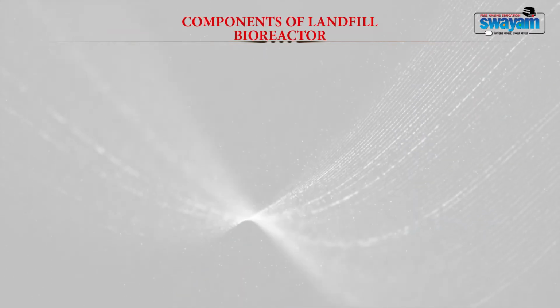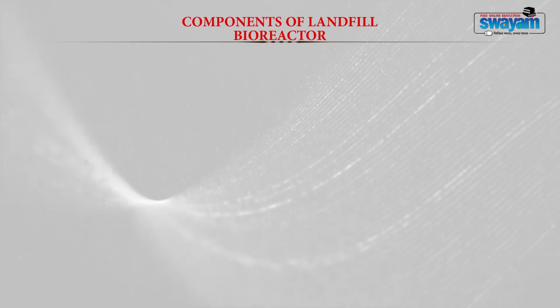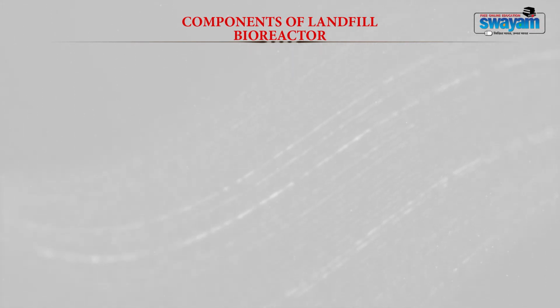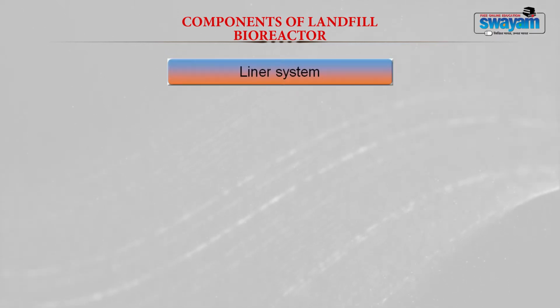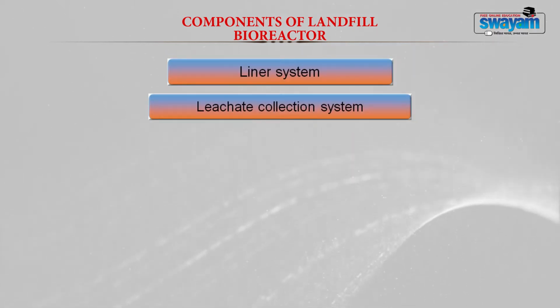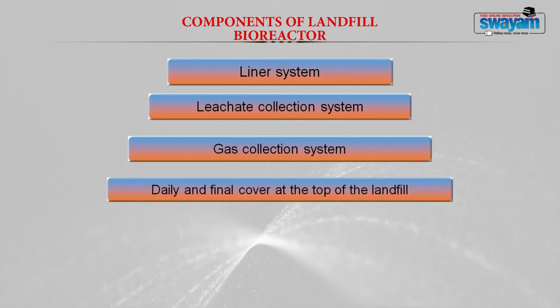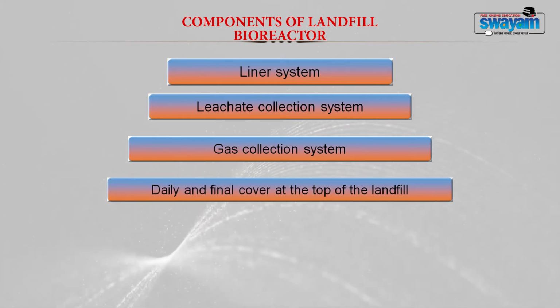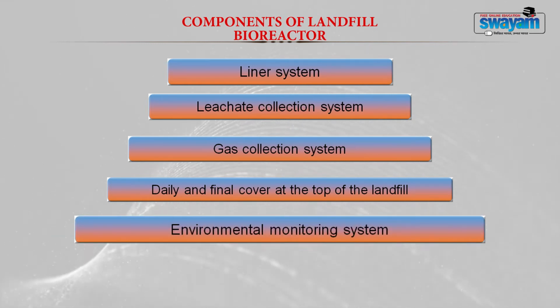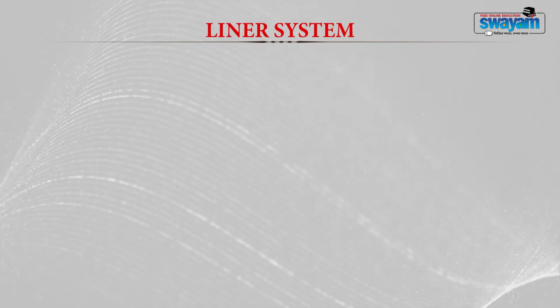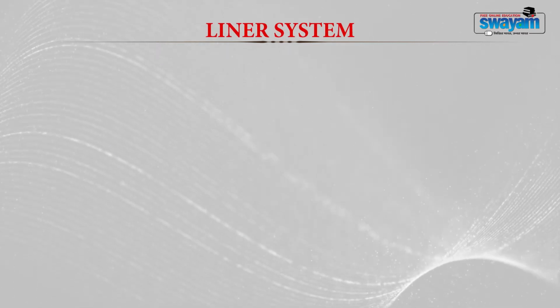Now, let us discuss the various components of a landfill bioreactor. Just like your landfill, it consists of a liner system, a leachate collection system, gas collection system, and daily and final cover at the top of the landfill, and finally you have environmental monitoring and closure and post closure monitoring systems. Now, let us discuss each of these components in detail.